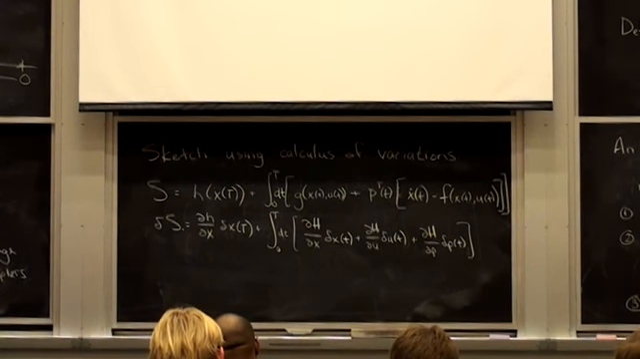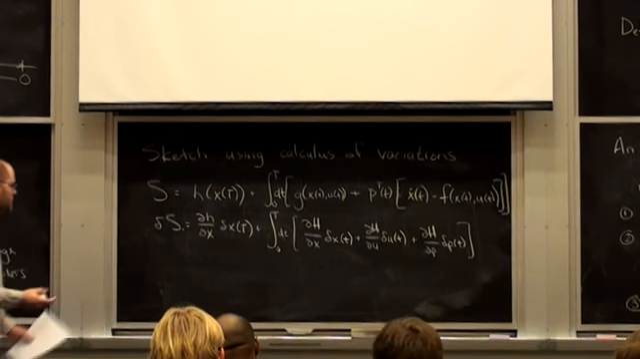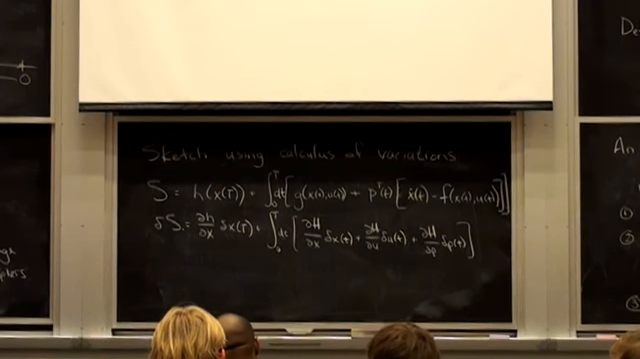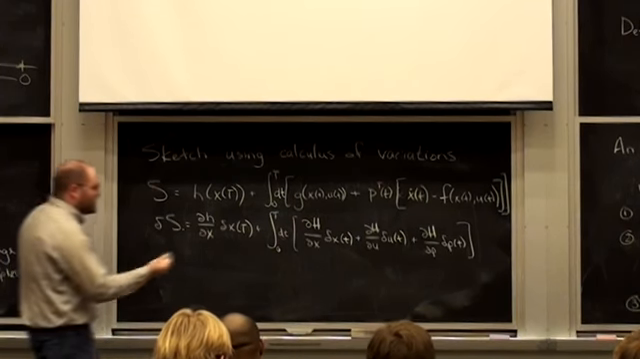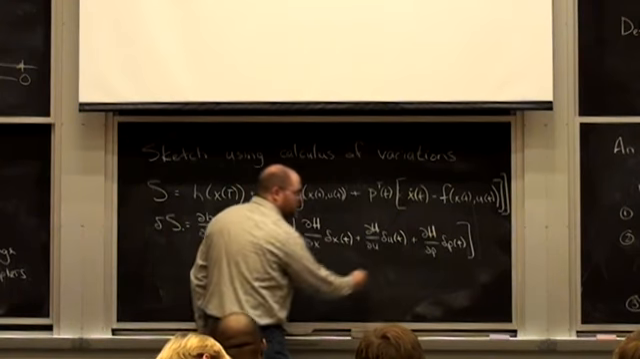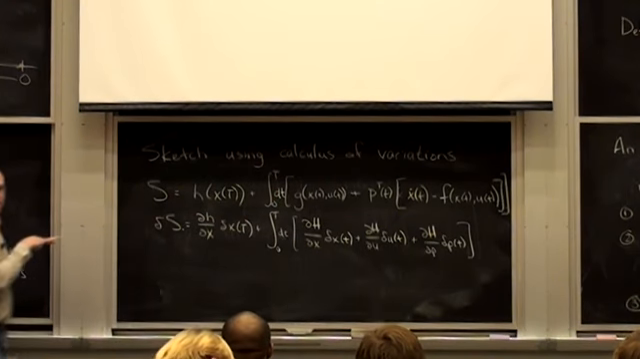The stationary conditions then, if I'm at an optimum, what I care about is that if I change u a little bit, if I change x a little bit, if I change p a little bit, S better not change. That's my necessary condition for optimality.